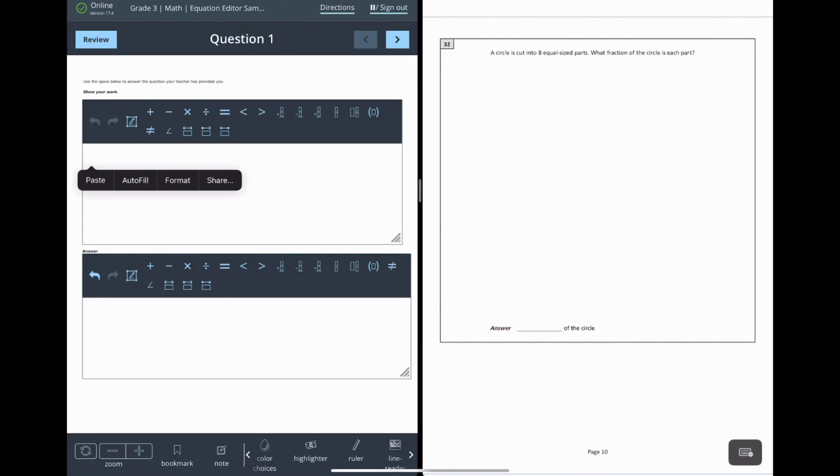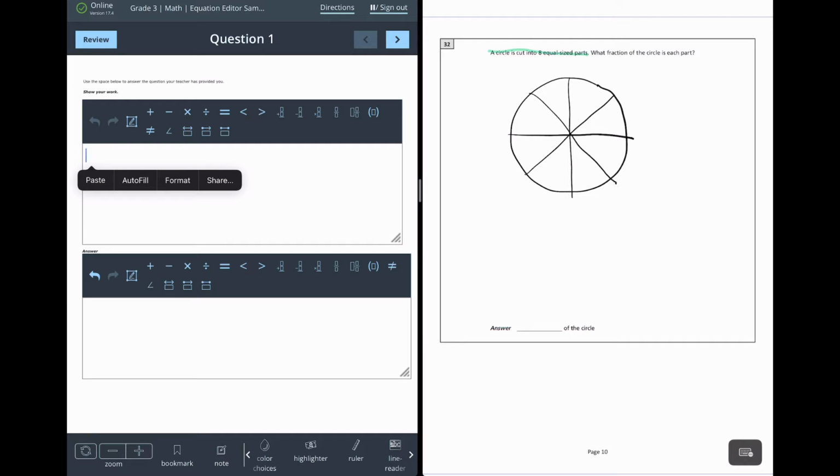The next one. This one is another 1 point problem. A circle is cut into 8 equal sized parts. What fraction is each part? So I can see drawing a circle, and I have to cut this into 8 parts. So I like cutting things in half. And in half again. And so far I have 4 pieces, so I'm going to cut them again. And so now I have 1, 2, 3, 4, 5, 6, 7, 8.